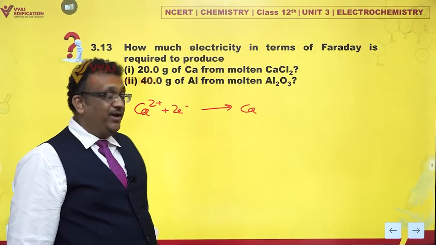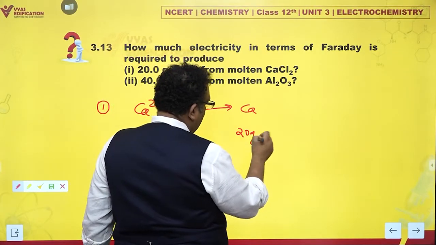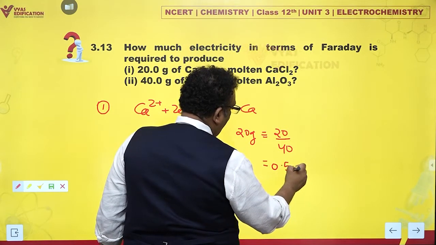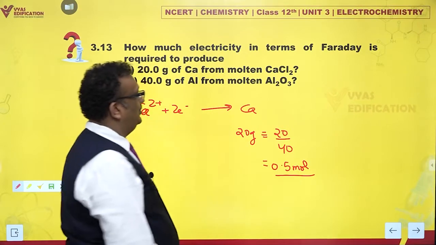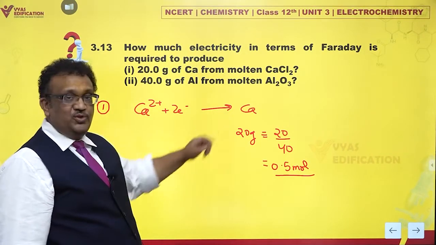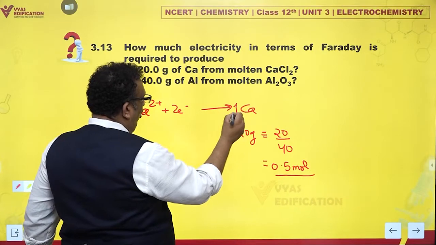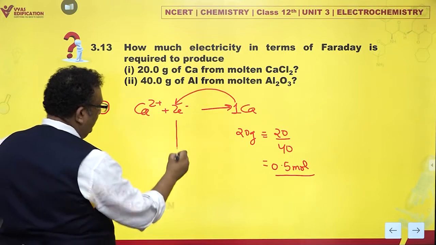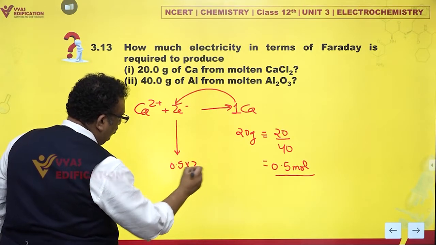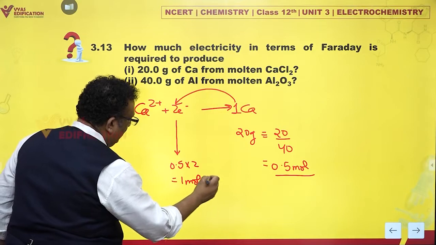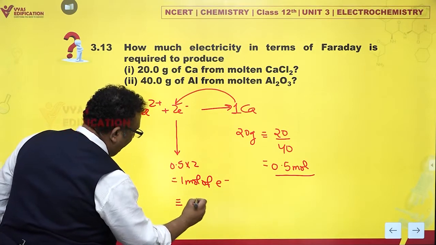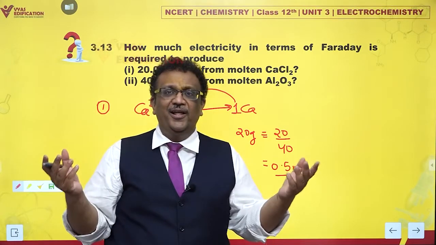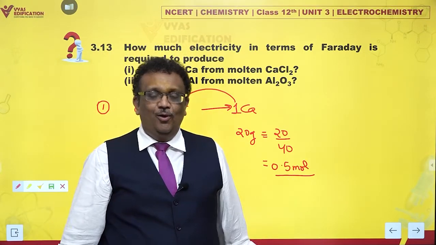If you want 20 grams of calcium, that means you have 20 upon 40, that is 0.5 moles of calcium. And as you can see from stoichiometry, for 1 mole you need 2 moles of electrons. So for 0.5, you need 0.5 into 2, that is 1 mole of electrons, which is 1 Faraday charge. Why? Because charge carried by 1 mole of electrons is 1 Faraday. That's it, that simple.